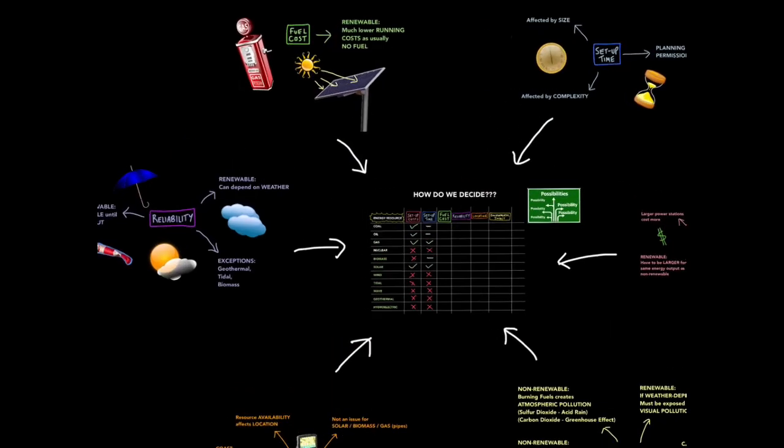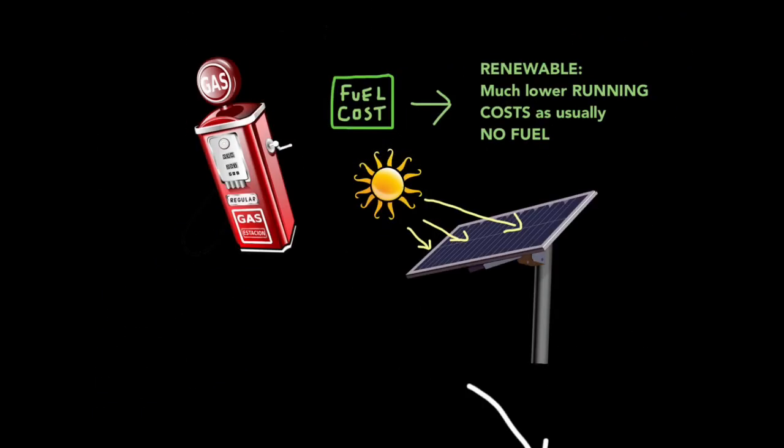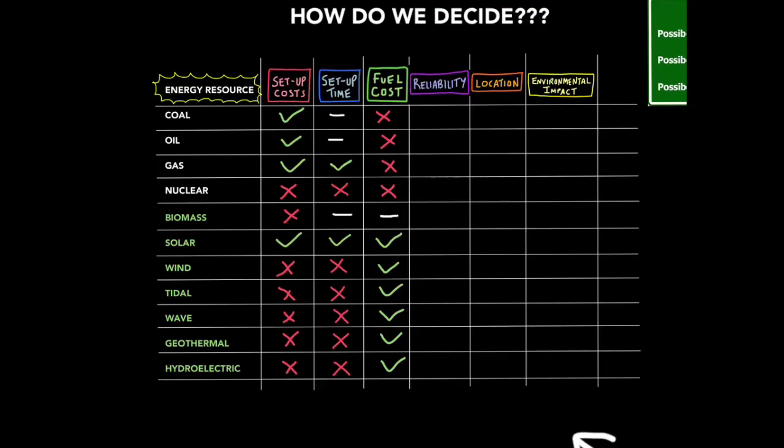So now let's look over here. Quite a simple point really, it's about running cost. Renewable energy resources have much lower running costs because there's no fuel to burn. For example, you don't need to pay for the sun or the wind. So when we consider fuel cost, we get almost a negative image.